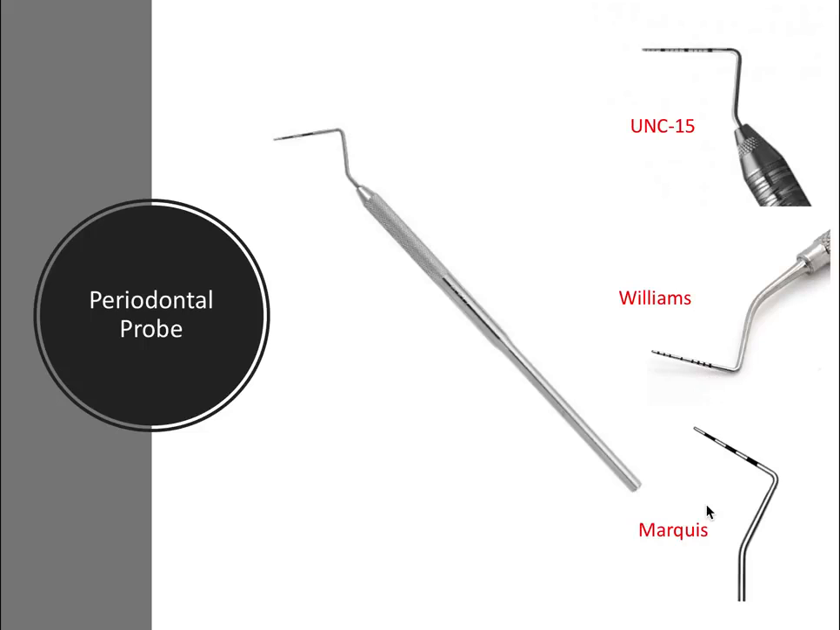And lastly, we have the Marquise probe, which has 3 millimeter increments and the blocks of lines and alternating no marks, marks, no marks, marks. That's 0 to 3, then to 6, 9, 12, 15, and so on. So those are just 3 of several different configurations for periodontal probes used to measure.